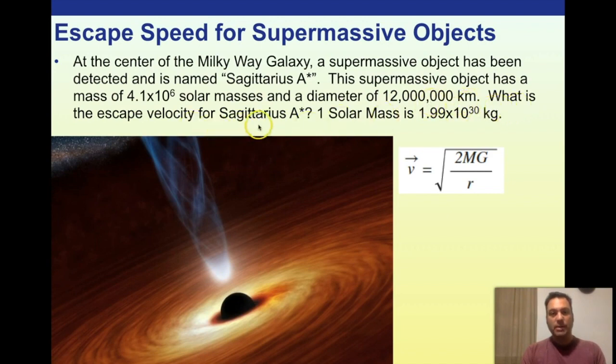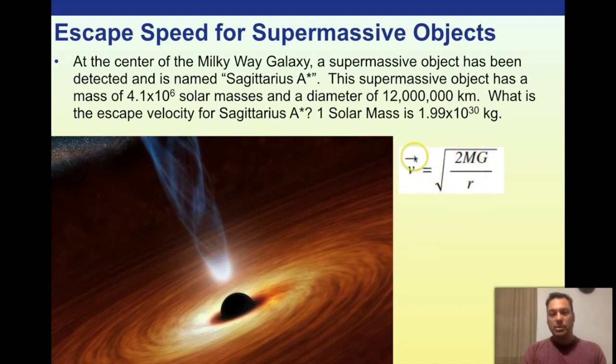What is the escape velocity for Sagittarius A? Now, we've got a little note here. One solar mass is 1.99 times 10 to the 30th kilograms. And we have this other cool relationship we've been playing with. Escape velocity is equal to the square root of 2 times the mass of the object. We know what the mass is. It's 4.1 million times the solar mass. The gravitational constant, G, we know. And R, which is the radius. So G is 6.67 times 10 to the negative 11.